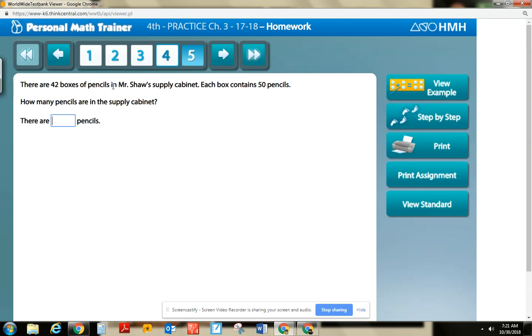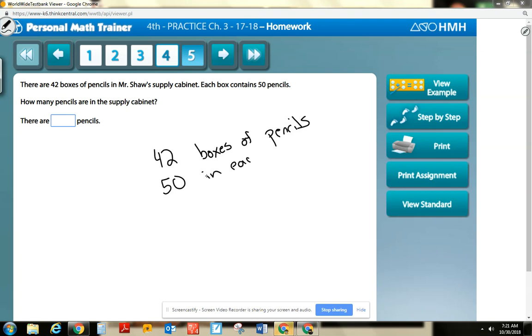There are 42 boxes of pencils. All right, I'm going to write this down. 42 boxes of pencils in Mr. Shaw's supply cabinet. Each box contains 50 pencils. So there's 50 pencils in each box. How many pencils are in the supply cabinet? Well, we're going to have to multiply.